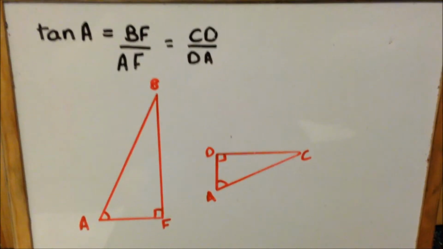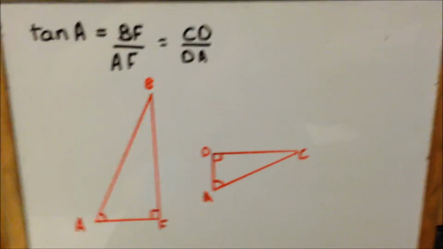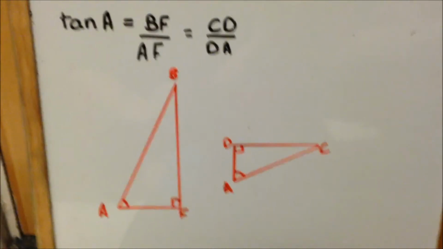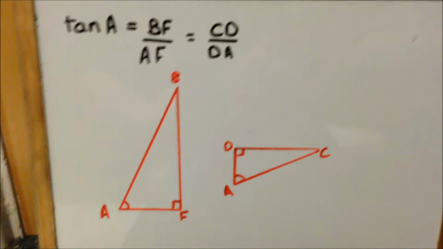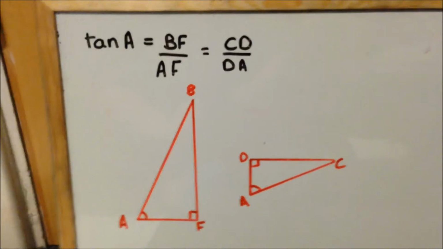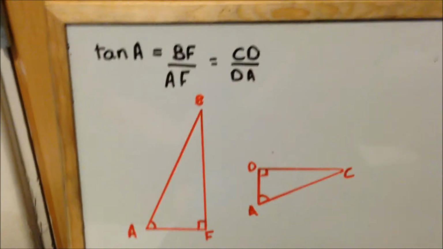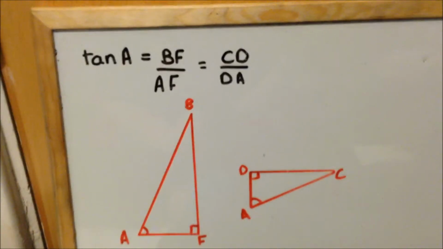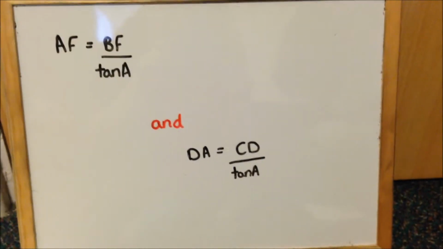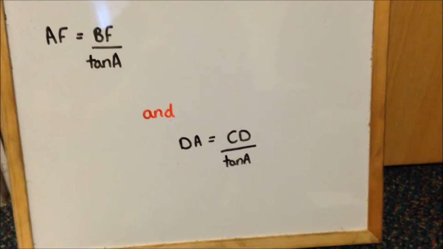Upon splitting the triangle, you can see that tan A equals BF over AF, which is the same as CD over DA. This is because the extension of BF is a perpendicular bisector of AC, forming a right-angled triangle ABF, which is the same for CD on AB. Therefore, we discover that AF equals BF over tan A and DA equals CD over tan A.